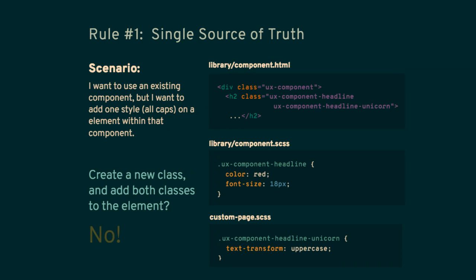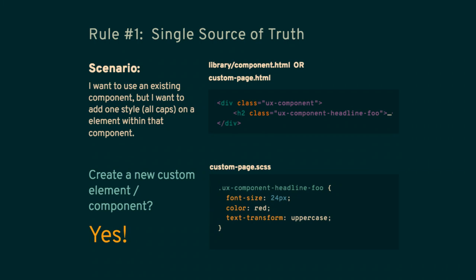Another option is to create a new class and add both classes to that element. You don't want to do that either, because again you have two sources of truth, and that element within the component is getting its styles from two places. So what should you do? You can create a new custom component or element, and this might sound crazy. You might say, well, I'm just adding one style, but it's a slippery slope, friends. We've all been there. If you really have something new and different, let the thing be the thing. Define a new placeholder style, define a new element or component, and create a new class for it.